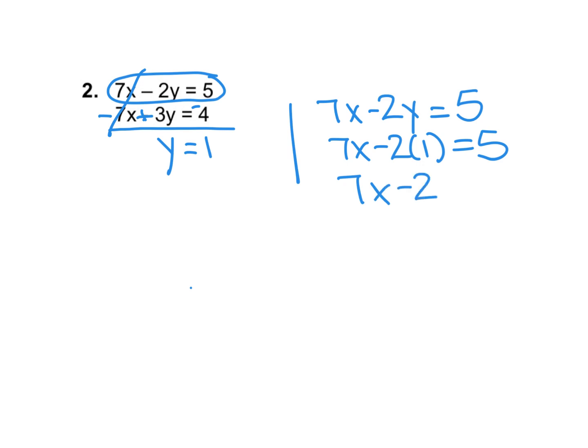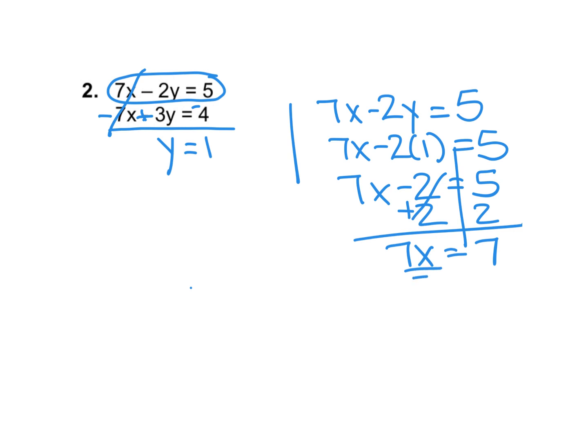So I have 7x minus 2 times 1 is equal to 5. 7x minus 2 is equal to 5, and I'm going to add my 2, and 7x is equal to 7. So I'm going to divide by 7 on both sides, and x is also equal to 1. So the point at which the two lines would cross would be at (1, 1).